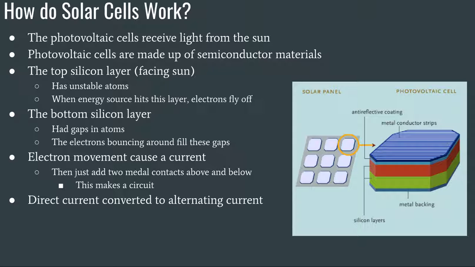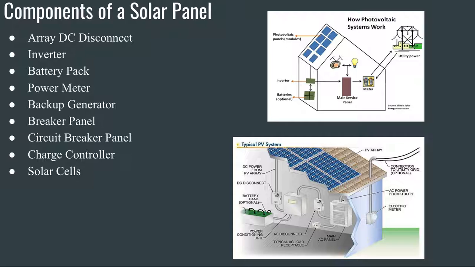However, there are more factors involved in this process than just the solar panel. Some of the components of the solar panel are the array DC disconnect, inverter, battery pack, power meter, backup generator, breaker panel, circuit breaker panel, charge controller, and solar cells.